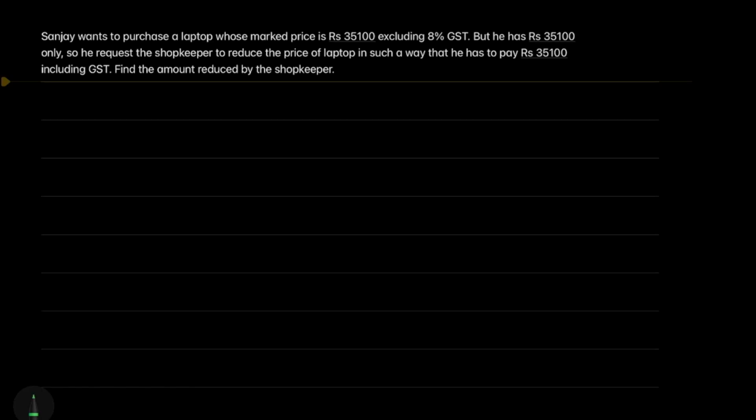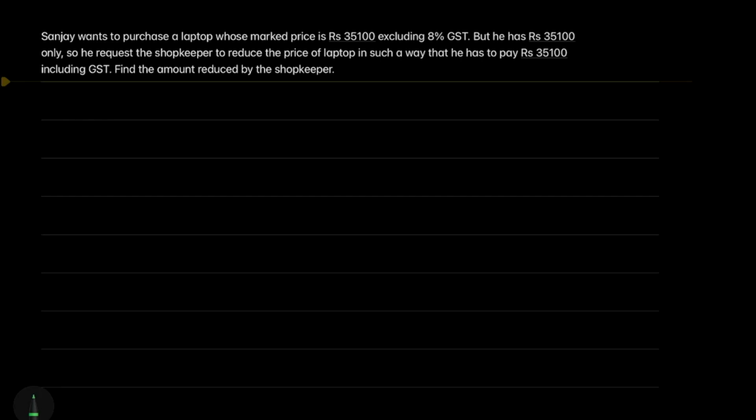And that brings us to our last question in this section. So this person wants to purchase a laptop with a marked price of 35,100, which does not include the GST of 8%. But he only has 35,100. So he has requested the shopkeeper to reduce the price of the laptop in such a way that he only has to pay 35,100, including GST. So let's find out how much the amount was reduced by the shopkeeper.